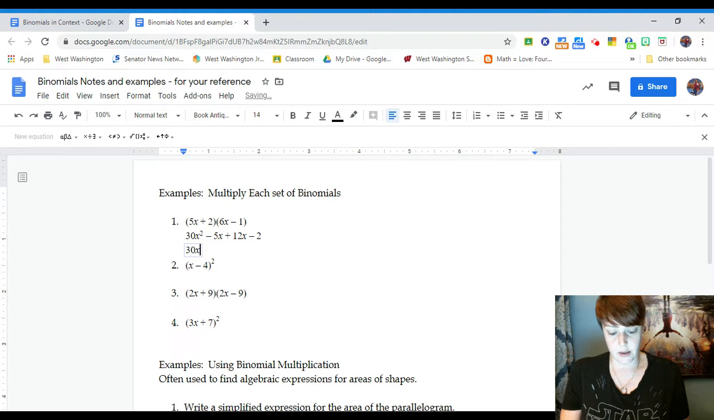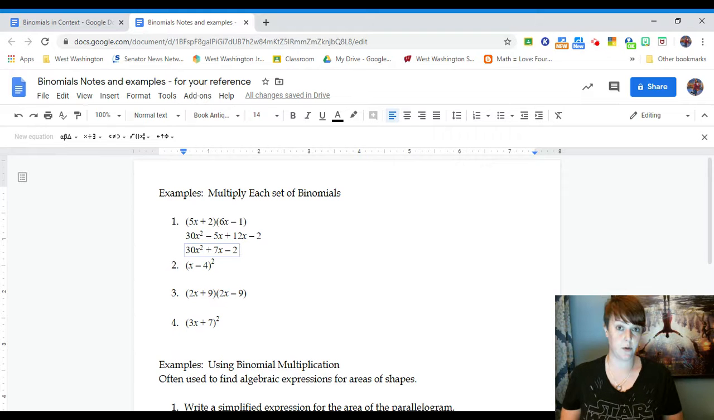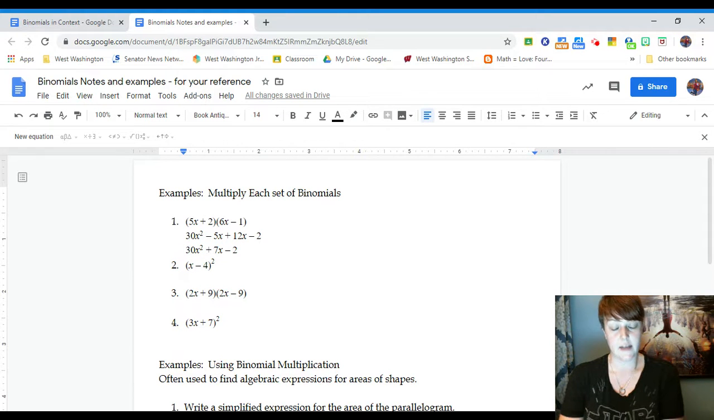So it's going to be 30x squared, and then I know it says negative 5x plus 12, but I can't wrap my head around that most of the time. So I'm going to think about 12 minus 5. And so 12 minus 5 is a positive 7x, because both of those had x on the term. And then minus 2. And then that's it. I have my first squared term, I have my middle x term, and I have my last term that has no variable at all.